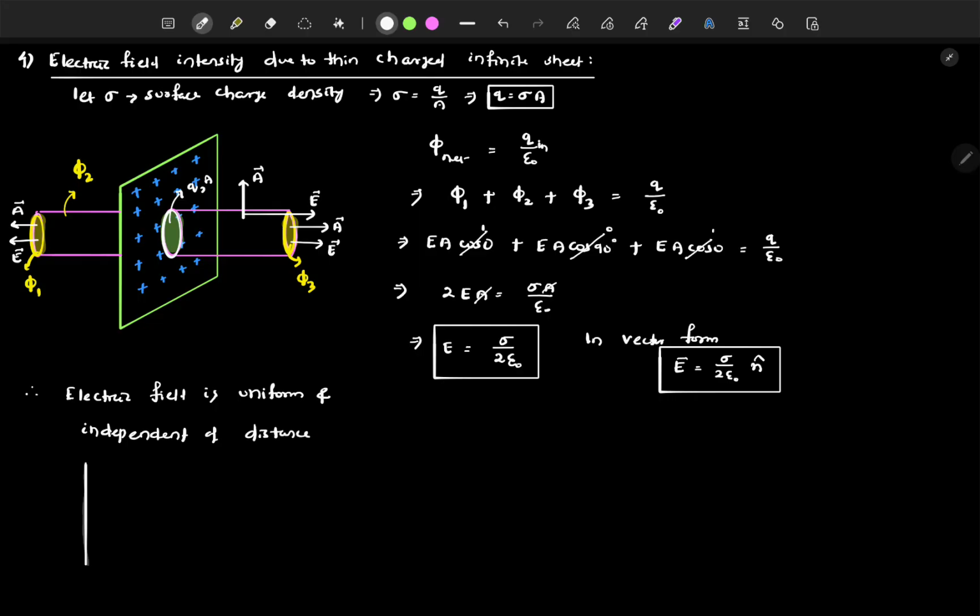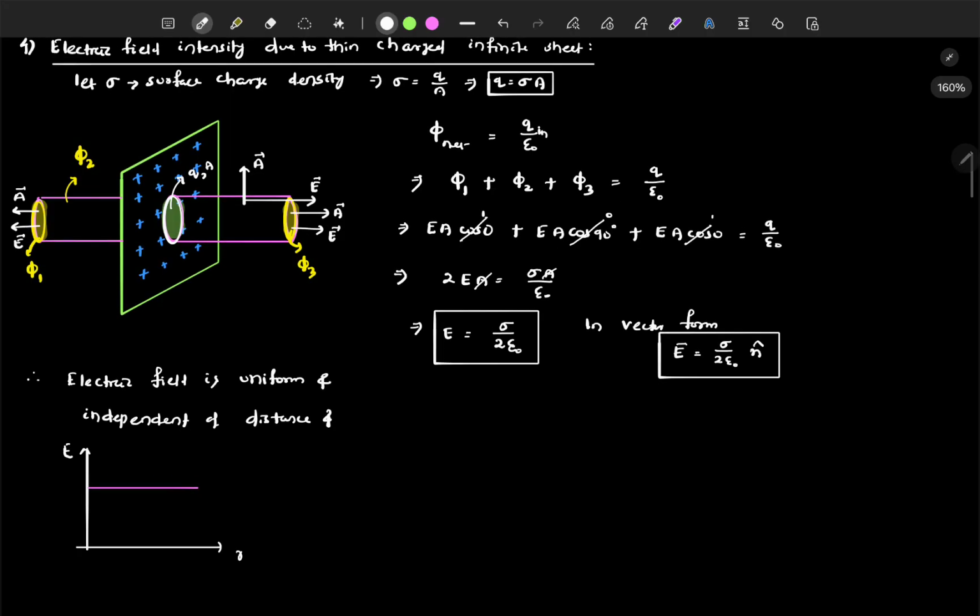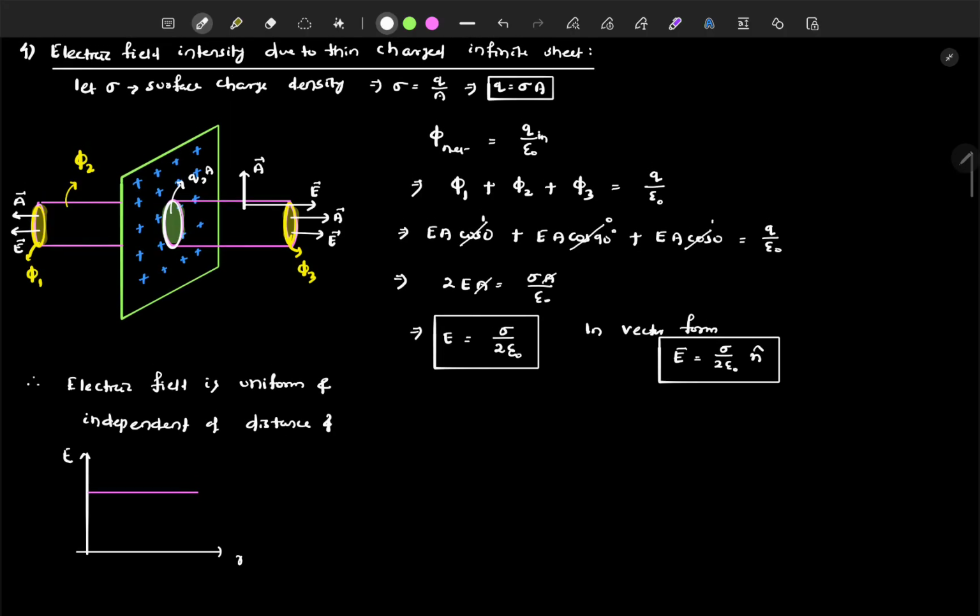If we draw the graph between E versus r, E is independent of r, so the graph will be like this. E is constant with respect to r. And always remember, this field is normal to the sheet.